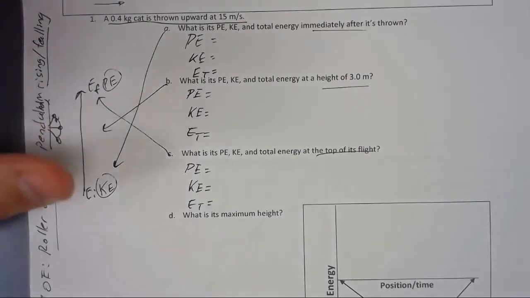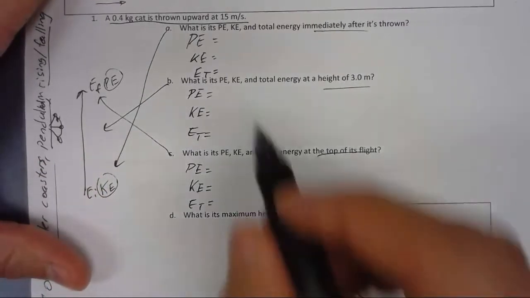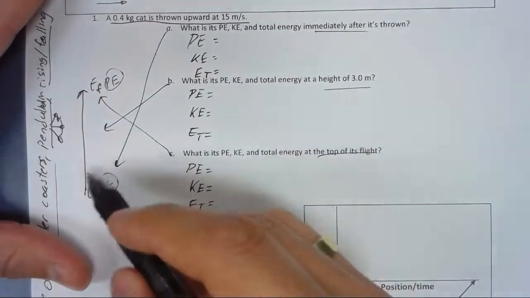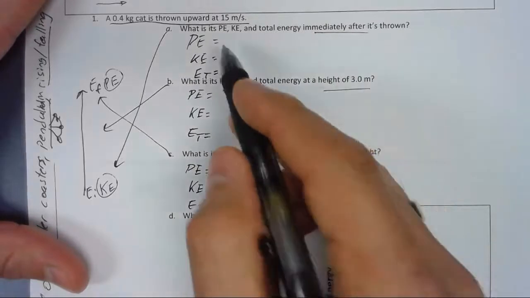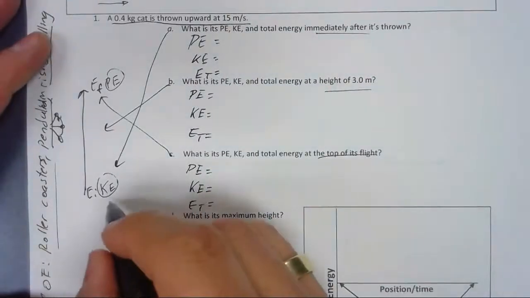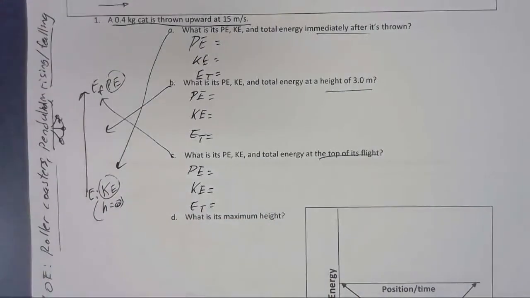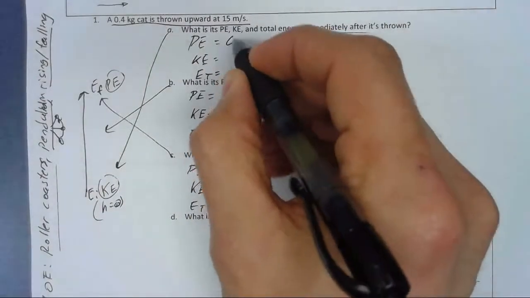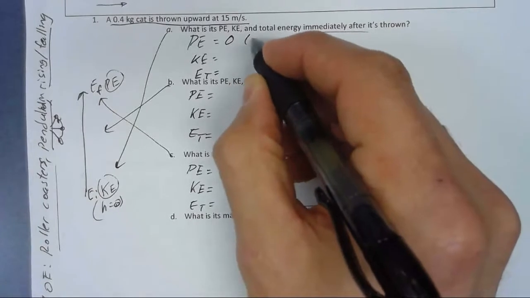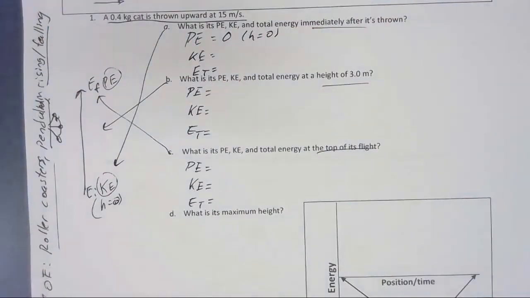And we're back. So on the first one, immediately after it's thrown, I want to know potential, kinetic, and total energy. Well, I said already that the height down here is 0. It actually hasn't gained any height yet. Therefore, the potential energy at the bottom has to be 0. And I would put in parentheses because the height is 0. It's the reason why there's no potential energy down there.